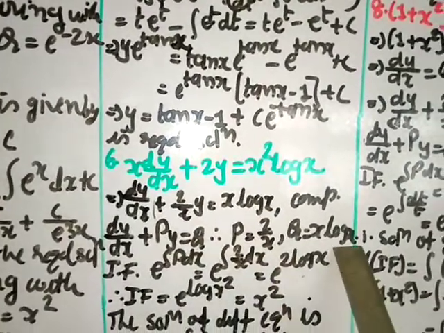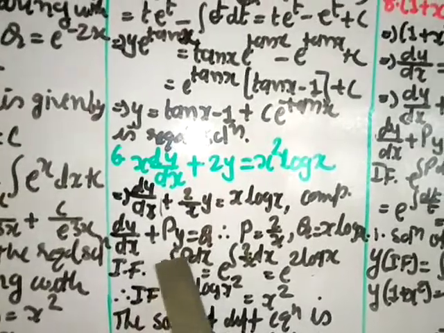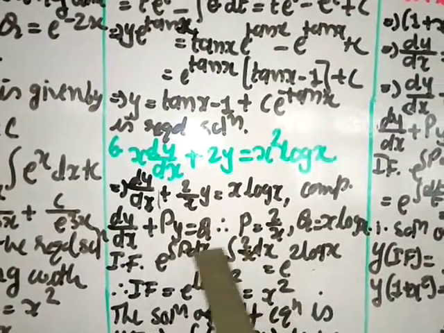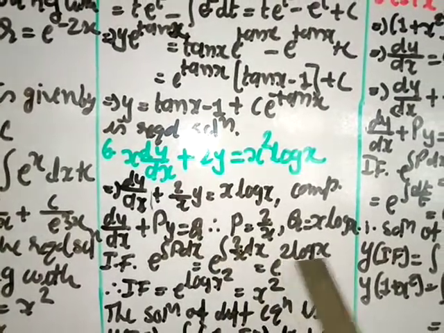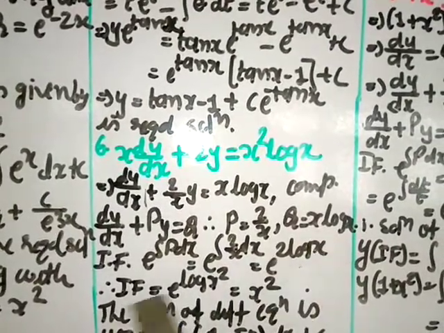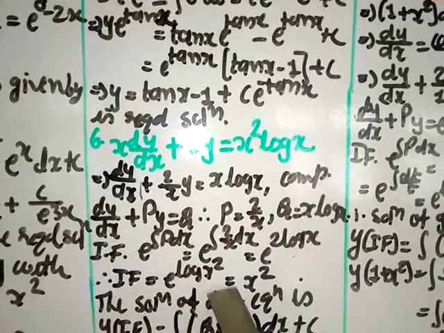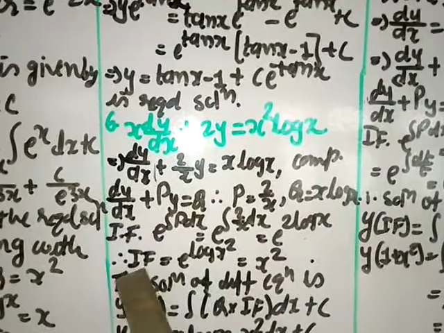I have written here. Integrating factor e power integral p dx is equal to e integral 2 by x dx. 2 is a constant and 1 by x, 1 by x integral is log x. 2 you take as a power, so you get e power log x square. E and log cut, so you get equal to x square. Okay, so integrating factor is x square.